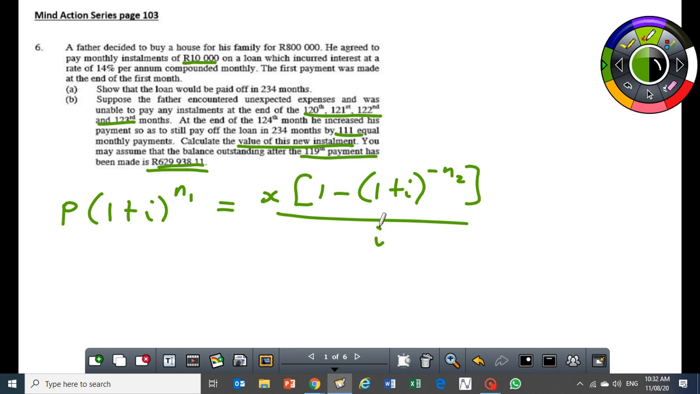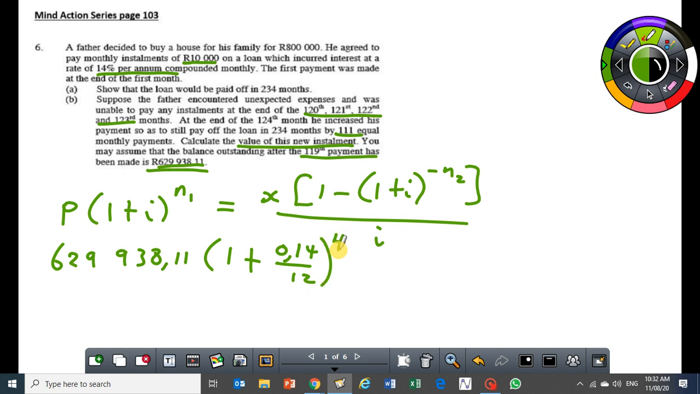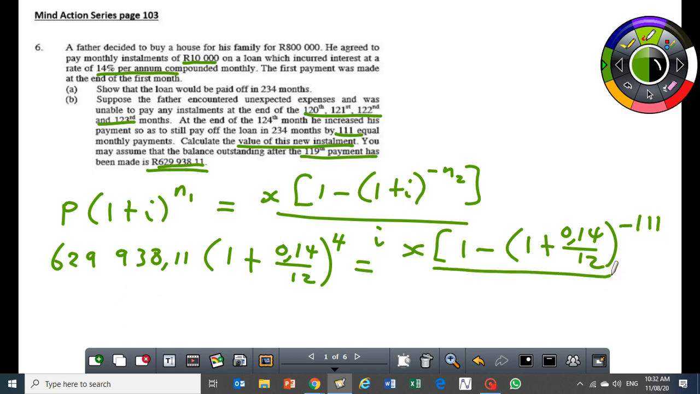Our P is the balance outstanding. It's going to accumulate interest. Our interest rate hasn't changed; it's still 14% per annum compounded monthly. That's 0.14 over 12. Here, our N1 is going to be equal to 4. The balance outstanding will accumulate interest for 4 months, and then the person will start paying again. So we need to get that X. Our N2 here is going to be 111, and i is 0.14 over 12.